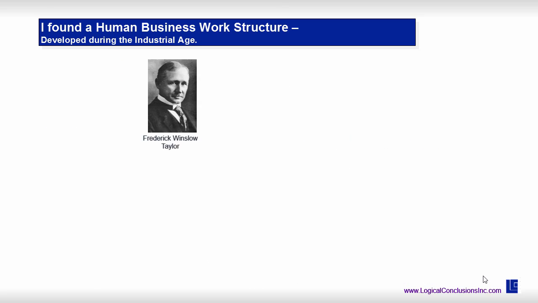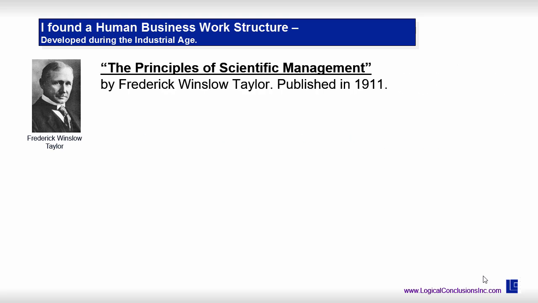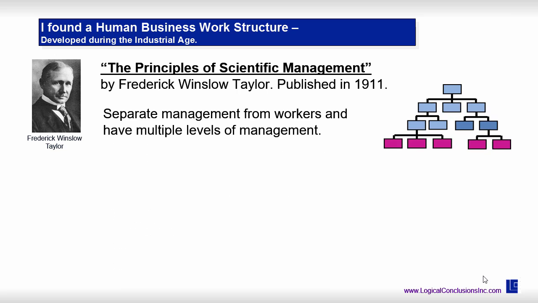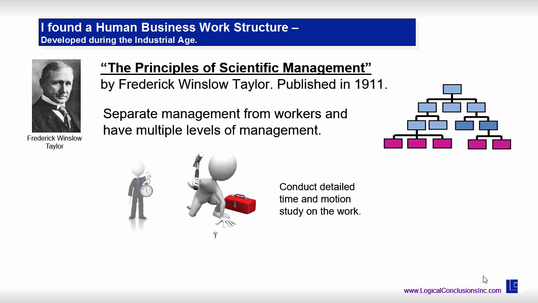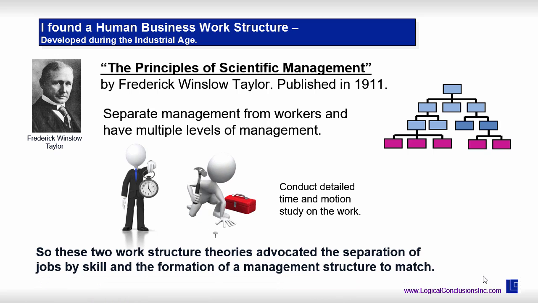Years later, along comes Frederick Winslow Taylor and his work, The Principles of Scientific Management, published in 1911. He was an American and called himself a human productivity consultant. He recommended the separation of management from workers and recommended multiple levels of management. He conducted detailed time and motion studies on the work, which was overseen by different managers. He is even reputed to have died with a stopwatch in his hand. So these two theories advocated the separation of jobs by skill and the formation of a management structure to match.